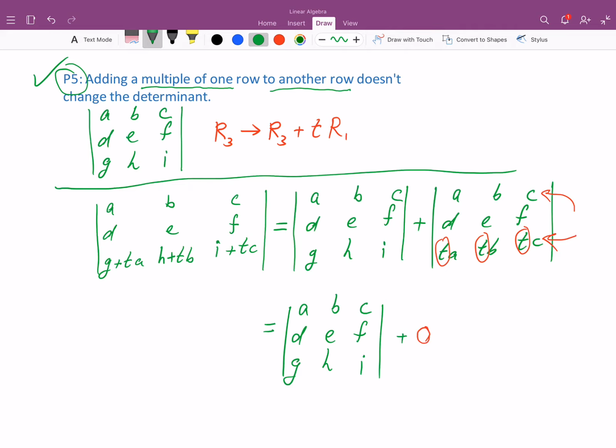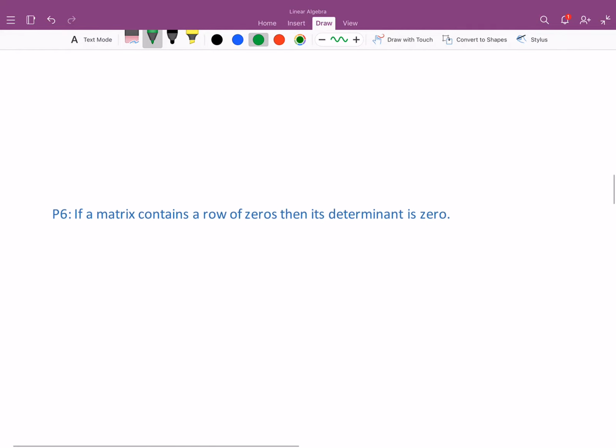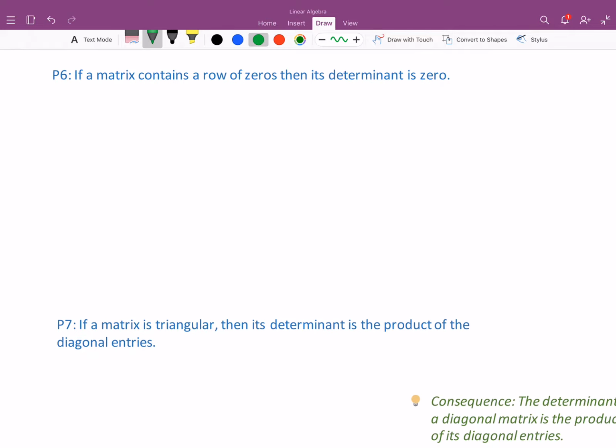So this is where we left off in the last video: if we add a multiple of one row to another row, it doesn't change the determinant. Okay? And we're going to use this property to demonstrate another property. This one says that if a matrix contains a row of zeros, then its determinant is 0.